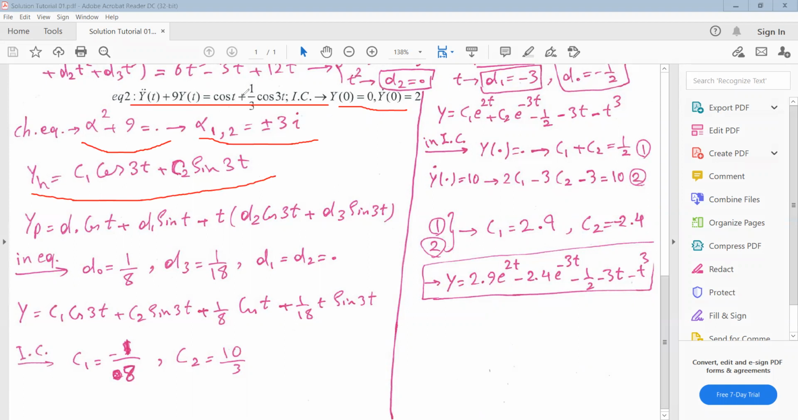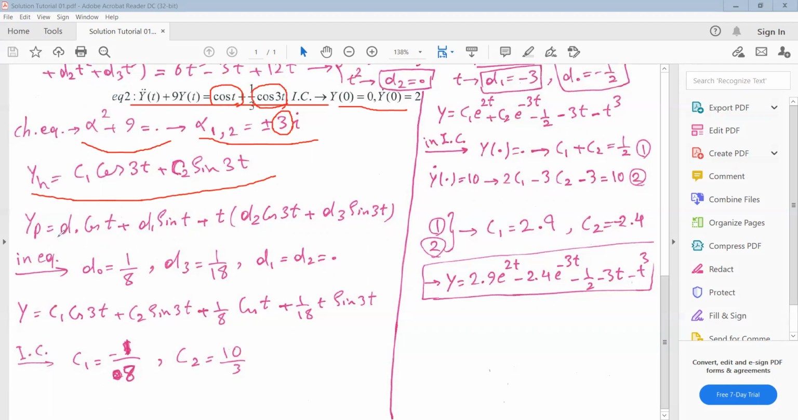And for the particular response, we have two different harmonics. The first one is with frequency 1, and the second one is with frequency 3. As you can see, the frequency of the non-homogeneous term is the same as the frequency of the system, or the natural frequency. In vibration, we call it resonance, or this is a secular term. For this purpose, to obtain the particular response, we will have a coefficient t in the particular response.